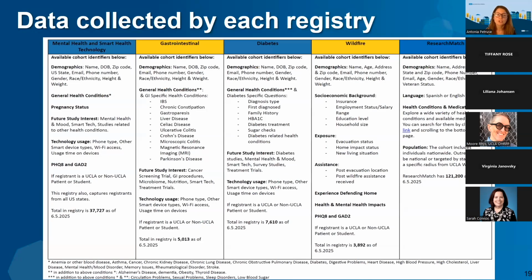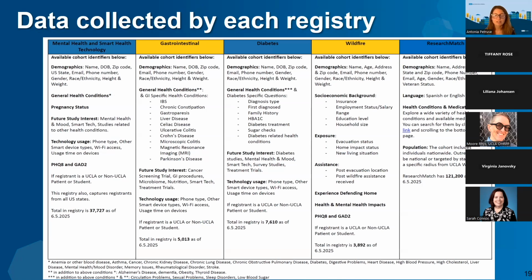Now, what's available in each tool, in each registry, I'm not going to cover all this data, but I wanted to display it so you can see the health conditions and the type of information we collect in every registry. Just to highlight, our mental health registry collects the PHQ-8 and GAD-2 screening information. GI is obviously very specific to GI-specific health conditions and other.